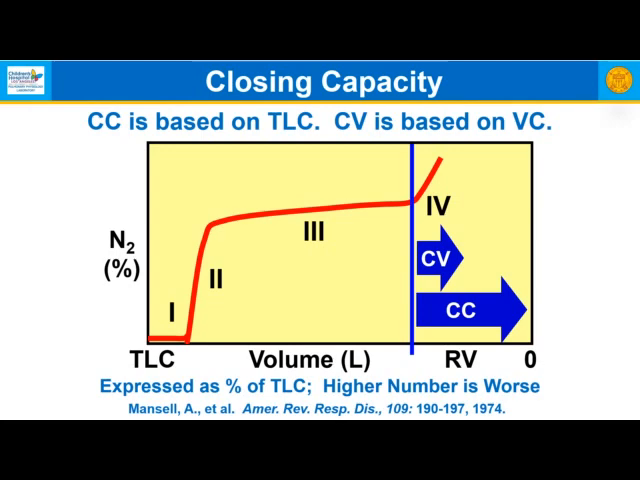Now, closing capacity is the same measure, but in this case, it's based on total lung capacity. So it would be closing volume plus RV. And so closing capacity is a fraction of total lung capacity, after which airway closure begins. Closing volume is based on the vital capacity.